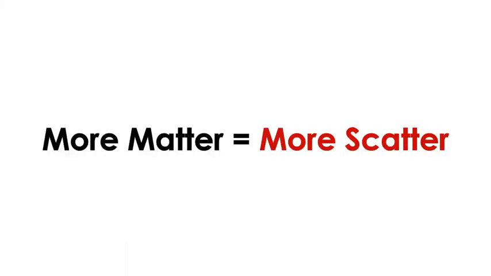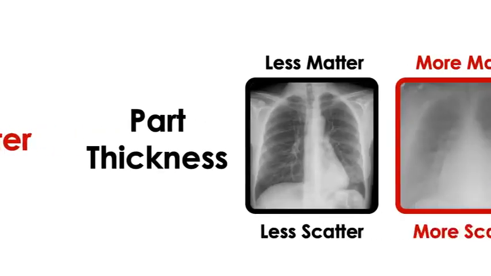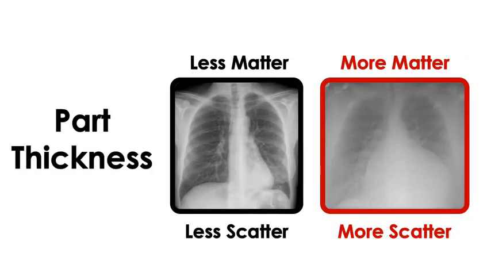So when does Compton scattering occur? Remember this principle. More matter equals more scatter. For example, part thickness. With more matter in the way, more photons interact by Compton scattering. This is the main reason that larger patients, as in the example to the right, have more scatter and therefore lower image contrast. More Compton scatter is created in the thicker patient. There's more matter, therefore more scatter.